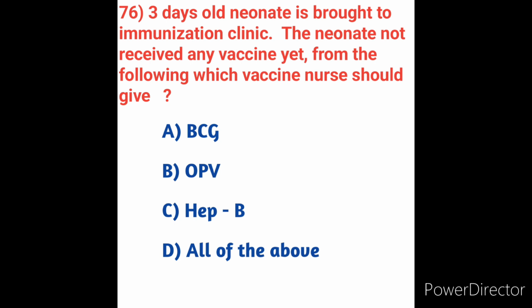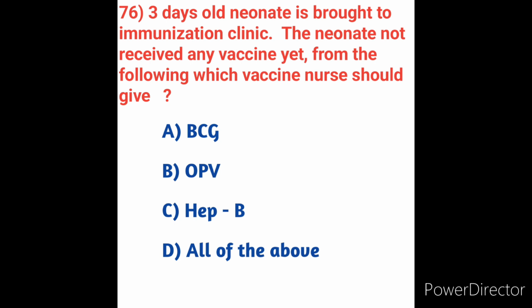Option A, BCG, Bacillus Calmette-Guérin. Option B, OPV, oral polio vaccine. Option C, hepatitis B. Option D, all of the above. The first vaccines given to a baby after birth are BCG, OPV and hepatitis B. So here all of the above is the correct answer.